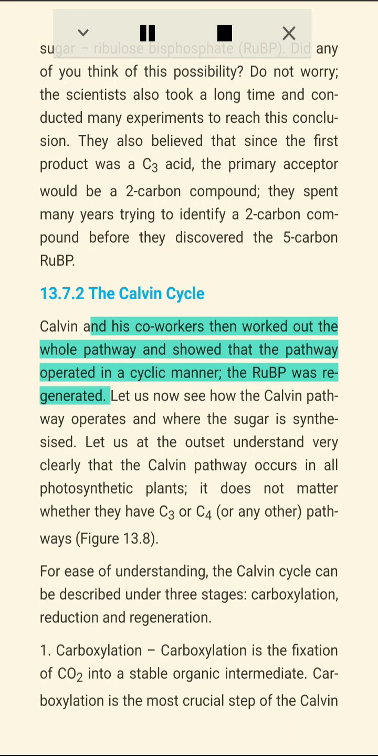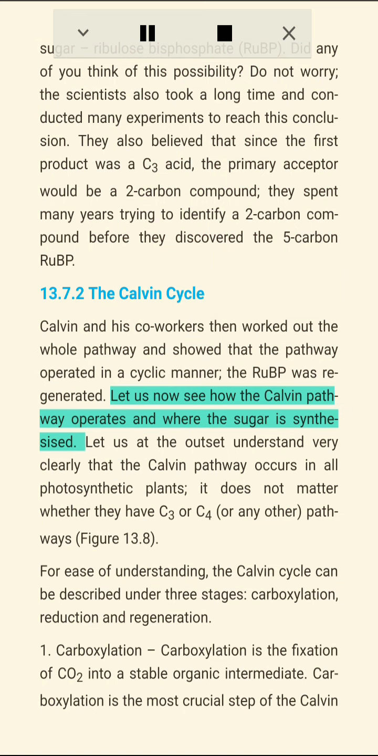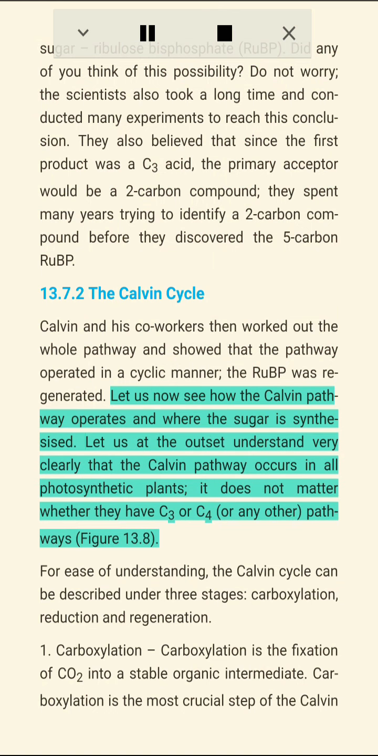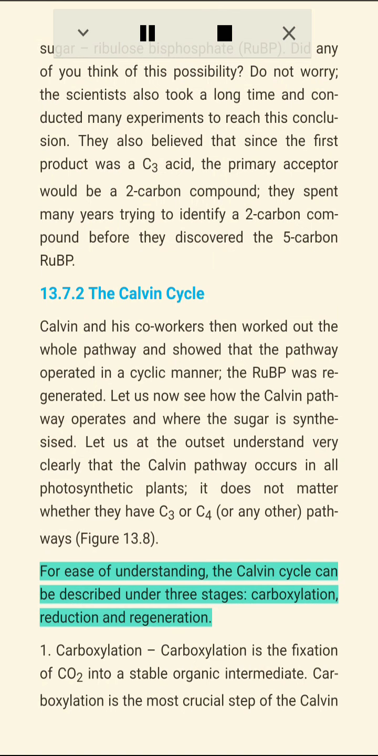13.7.2 The Calvin cycle. Calvin and his co-workers then worked out the whole pathway and showed that the pathway operated in a cyclic manner. The RuBP was regenerated. Let us now see how the Calvin pathway operates and where the sugar is synthesized. Let us at the outset understand very clearly that the Calvin pathway occurs in all photosynthetic plants. It does not matter whether they have C3 or C4 or any other pathways.